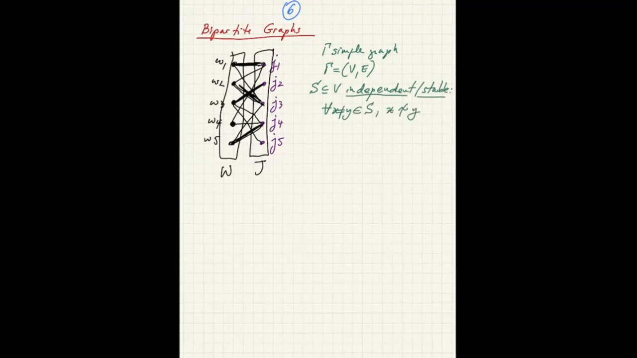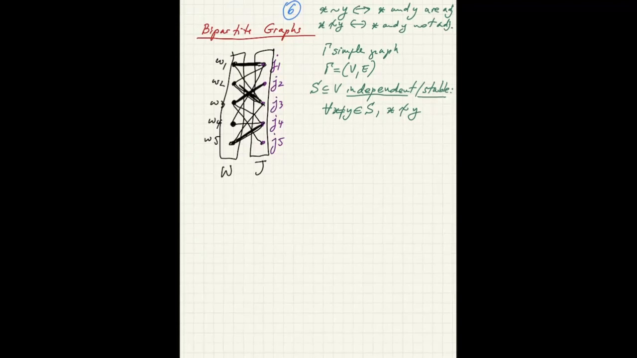So I'll use this notation: x tilde y. That means that x and y are adjacent. There is an edge between them. And x not tilde y means x and y are not adjacent. Okay, so that's what it means that S is an independent set or a stable set.